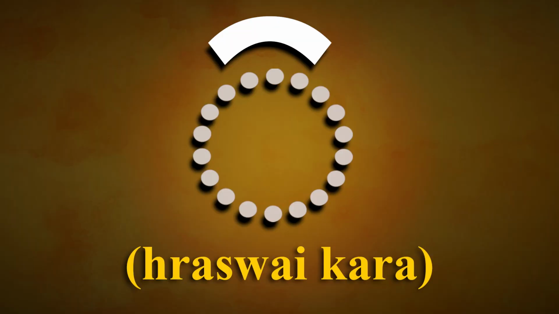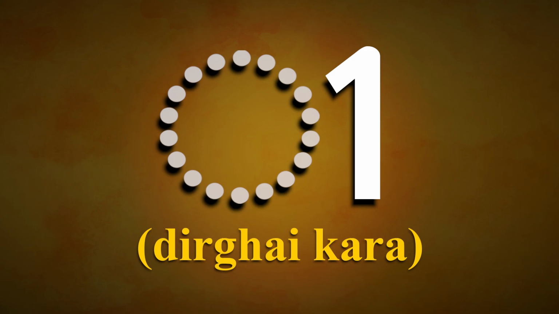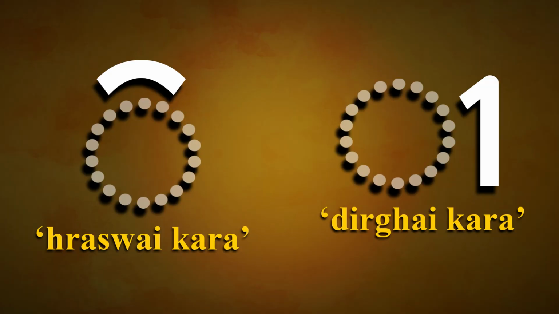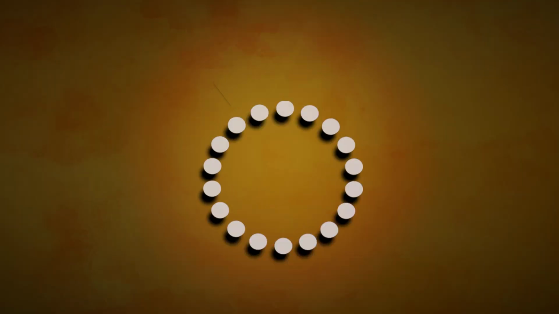The letters Horsoi and Dirghoi can be used as secondary symbols, also called Horsoikar and Dirghaikar, that are written like this. Now, let us learn how to write Horsoikar and Dirghaikar. For Horsoikar, we put a half curve on the top of the letter. Let us take a few examples and see.